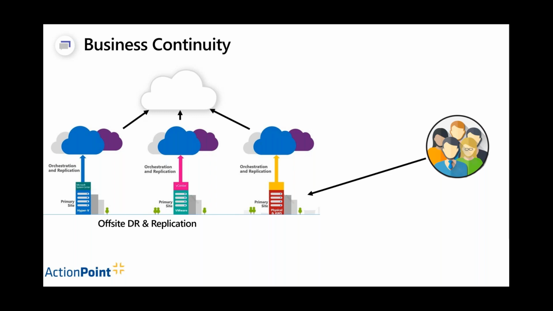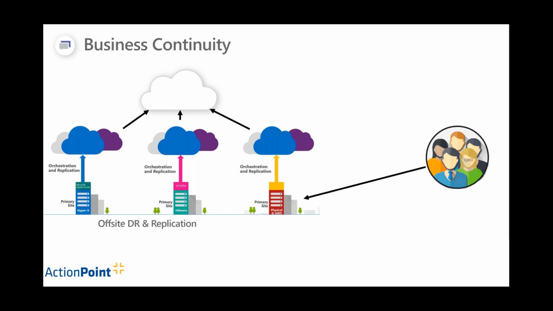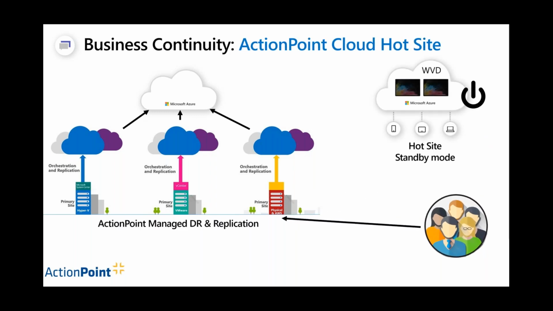Maybe all your users are desktop users, you don't have laptops, you don't have a second site for them to actually physically go to. So the business continuity aspect isn't really considered. Yes, our servers can be booted up in our secondary site in the cloud or wherever, but our users can't actually access them. They can't actually use the applications because we haven't considered the continuity aspect. So what we do at Action Point is we leverage Windows Virtual Desktop to deliver what's called a cloud hot site.